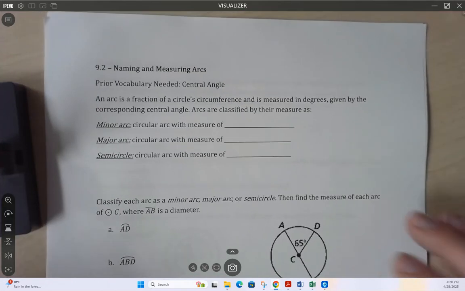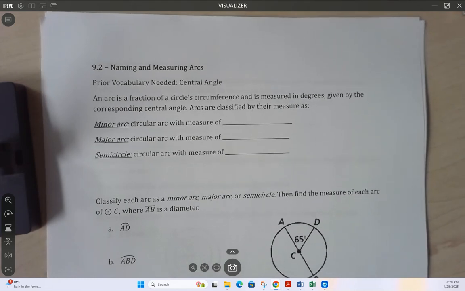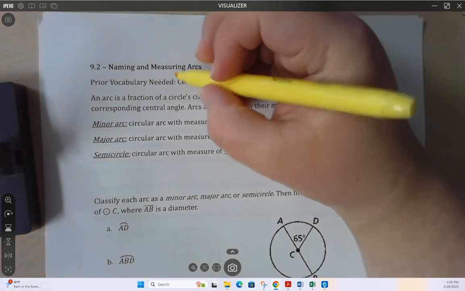Okay, we're back for section 9.2. Now here we're going to be looking at what we do with our central angles and some things about naming and measuring arcs. In 9.1, we did go over some of that vocabulary, and the one that we're going to need today is that central angle vocabulary.